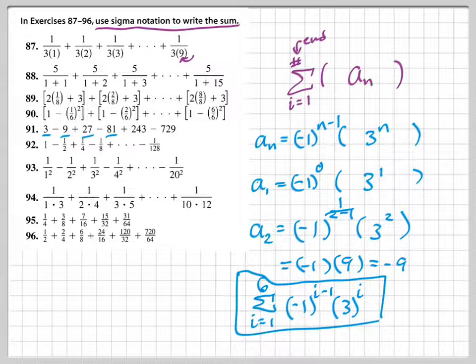Some of these have dots, so that means you're going to have to figure out what term would give you 128, or what term would give you 20, and so on and so forth. All right, good luck, guys. Turn those brains on.